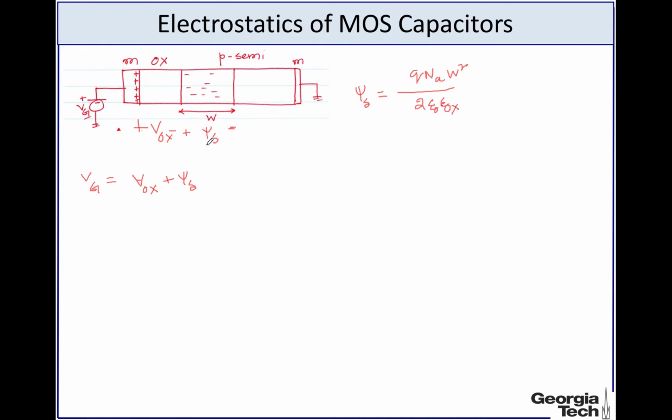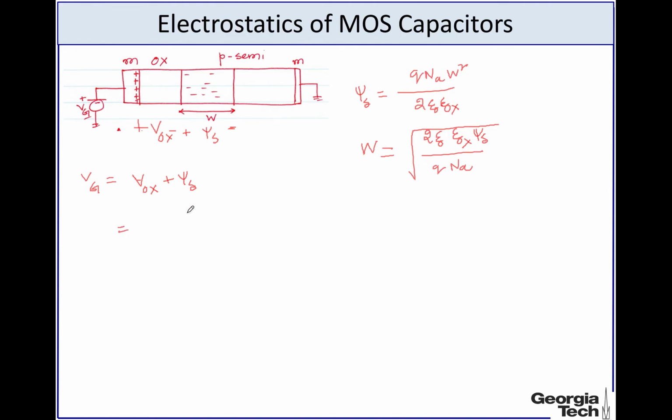Now let's write down this equation in terms of psi s. In the previous slide we have written down this equation in terms of W. Now we will replace W with psi s. So we can derive W equals the square root of twice epsilon naught epsilon ox multiplied with psi s over Q Na.